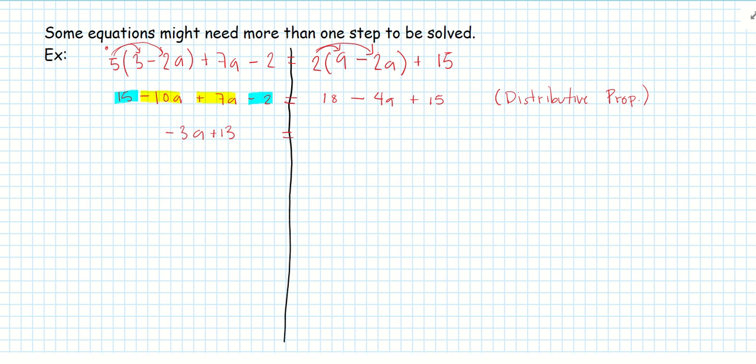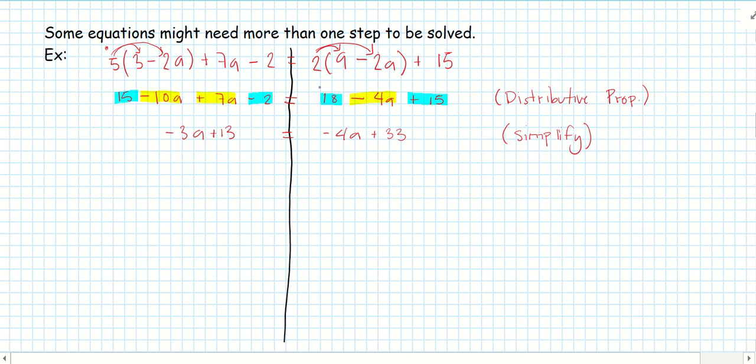On the right side, I'm also seeing that I have 18 and 15, right? Those are the only like terms, and then negative 4a is just going to be negative 4a. There's nothing that we can combine it with. So this will become negative 4a, and then 18 plus 15 is going to give me 33. So what we did on that step is we simplified.